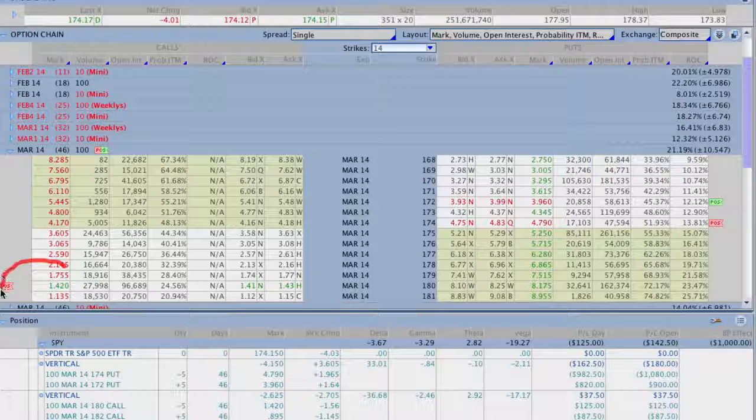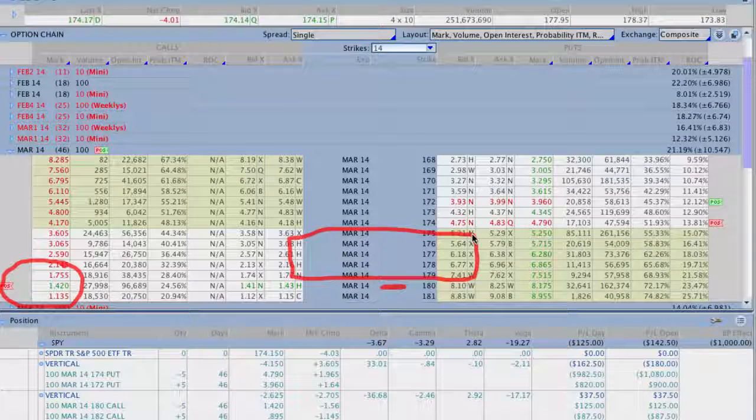So you'll notice on the left-hand side of the screen that our first short strike is at 180. That's right about here. So it leaves us plenty of room for the market to rally back up and hopefully settle in the range of 179 to 175. That's where we want SPY to settle.